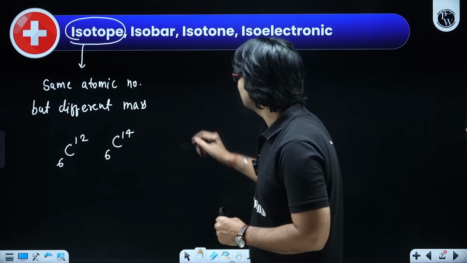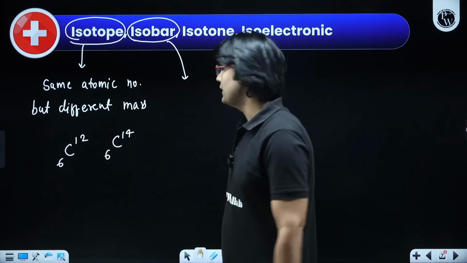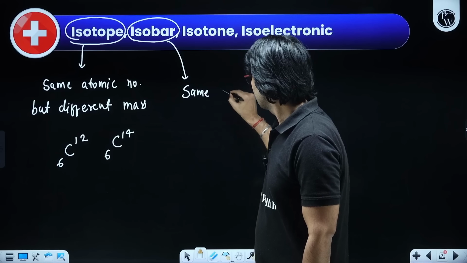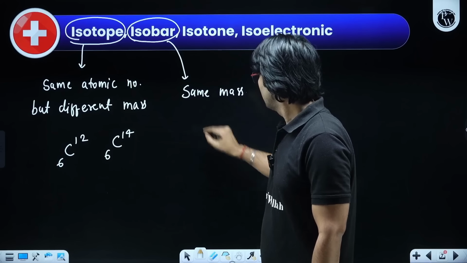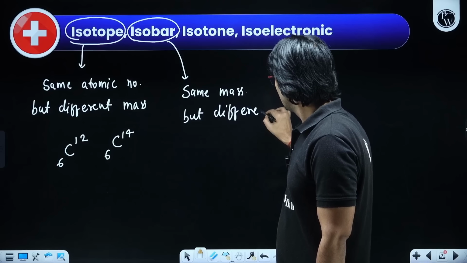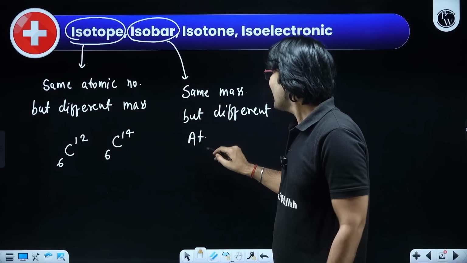And isobars are completely opposite of isotopes, students. Isobar means those atoms which have the same mass number but different atomic number. Now definitely, if atoms are having different atomic numbers, that means they are different elements.